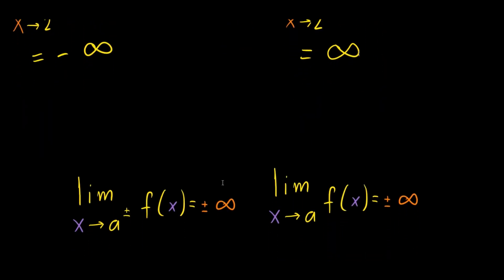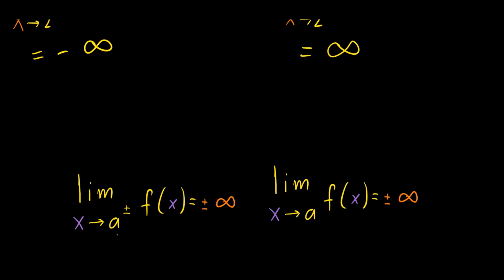And so the rule really is, if we have the limit as x approaches a, either from the right side or from the left side, or just the regular limit as x approaches a, and either one of these is equal to either a positive or a negative infinity, that's when we'll have a vertical asymptote at x equals a.